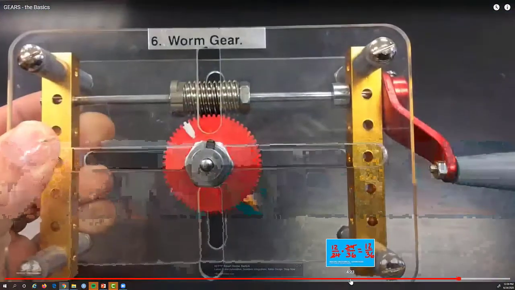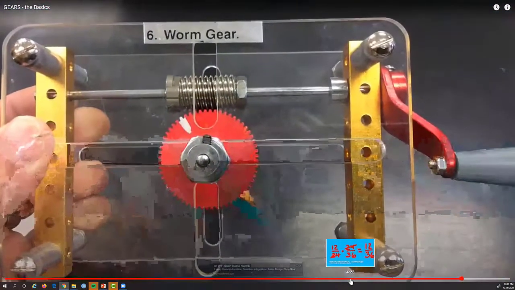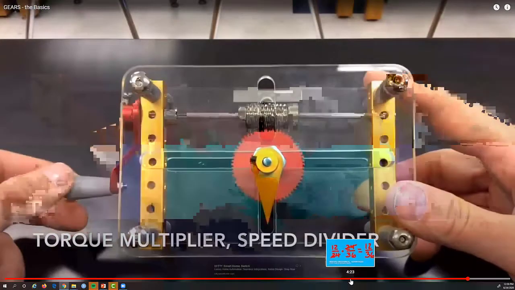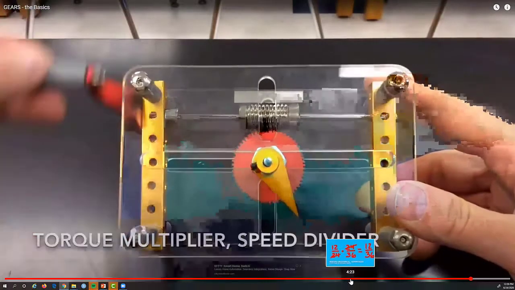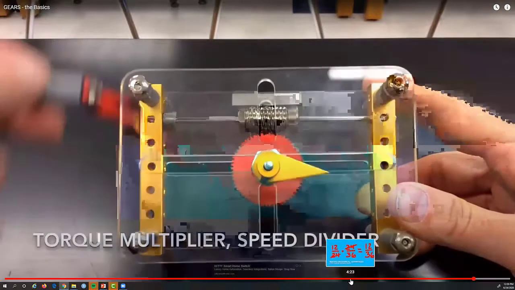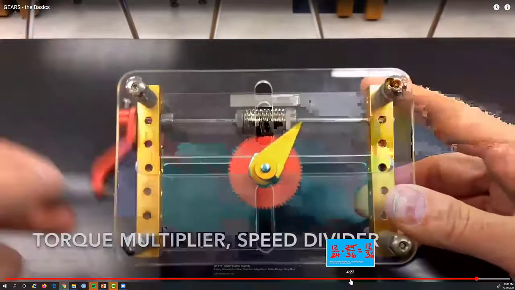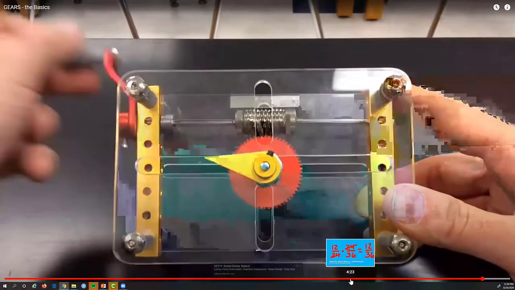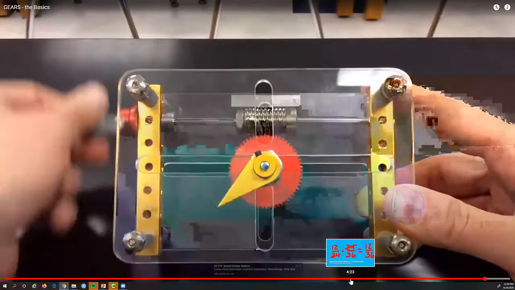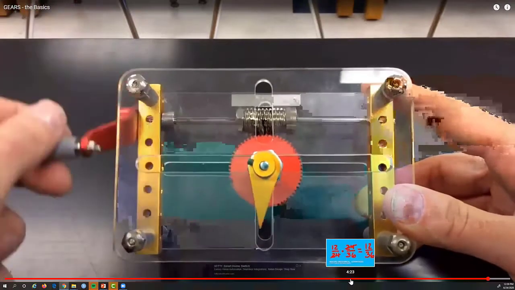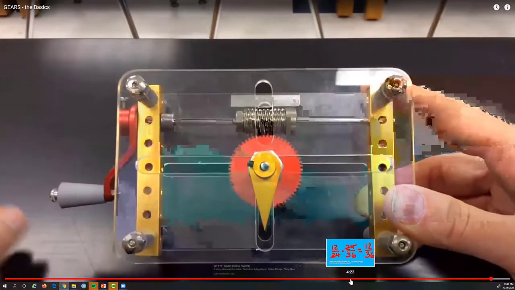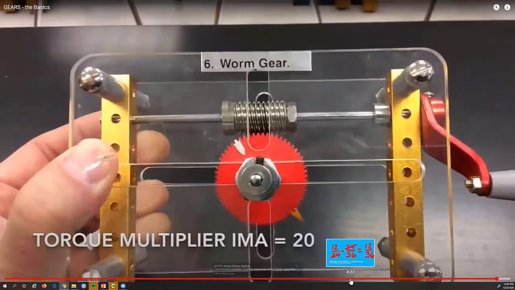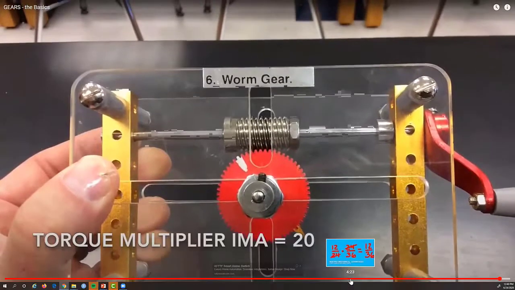One final example. This is called a worm gear, usually used for lifting heavy things. Just count input versus output. 1, 2, 3, and just keep on going. Notice that this definitely does divide speed. Therefore, being a speed divider, it is a torque multiplier. And if you counted all those, you get 20. Mechanical advantage is 20. So absent friction, that machine would take your puny little input torque and multiply by 20.